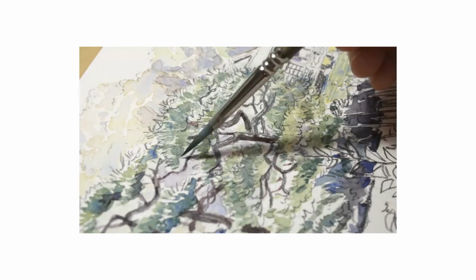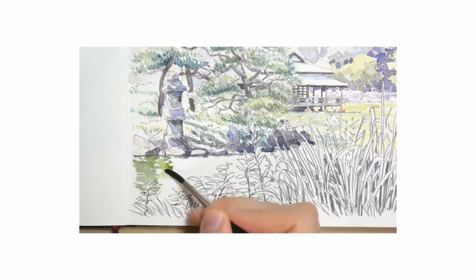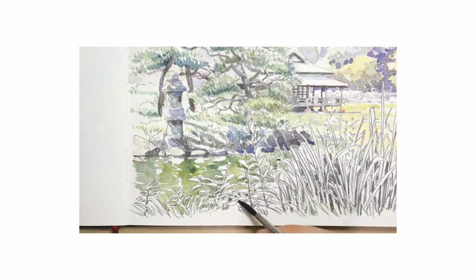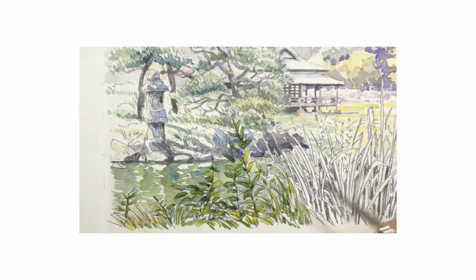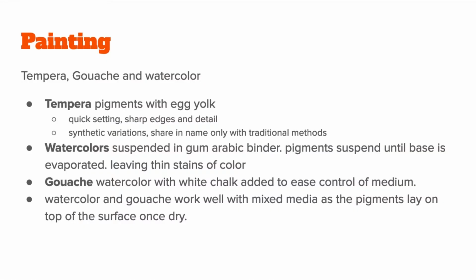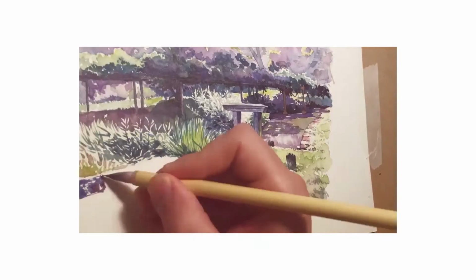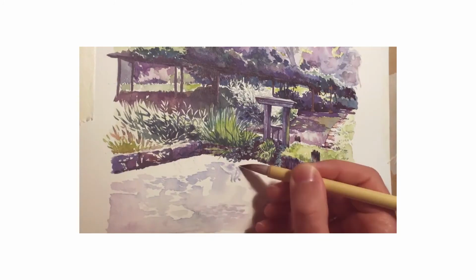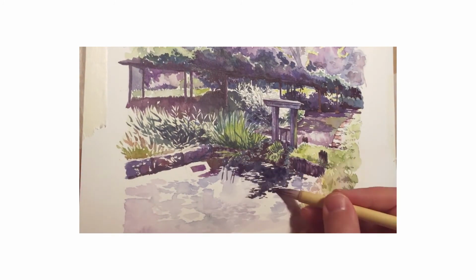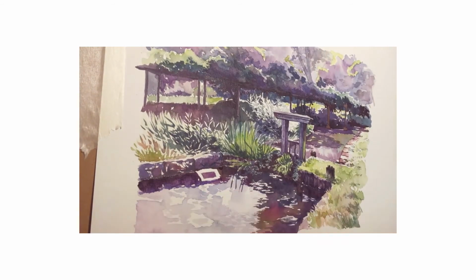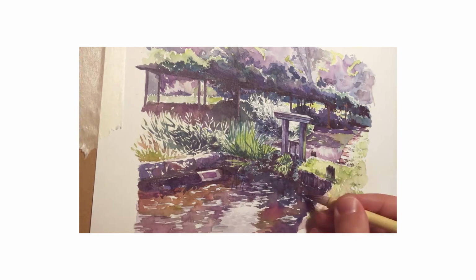Watercolors are pigments that are suspended in gum arabic. These pigments stay suspended in the binder until it evaporates, leaving behind only stains. Gouache watercolor is pretty much the same as regular watercolor, except there's a little bit of white chalk mixed into it. This eases the control of the medium. Artists have the ability to sort of lay the colors on a lot quicker to get to the effects with less washes. Watercolor and gouache work very well with mixed media, as the pigments can lay on top of any kind of surface.